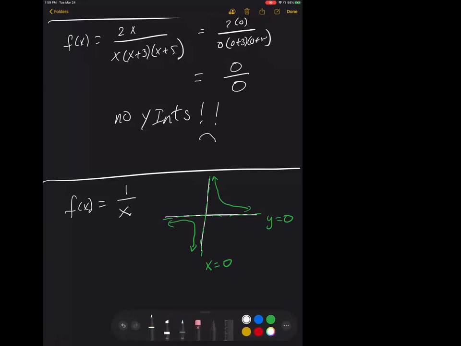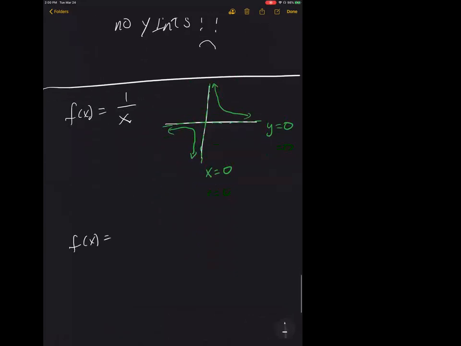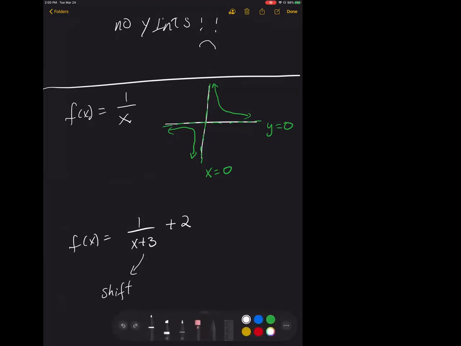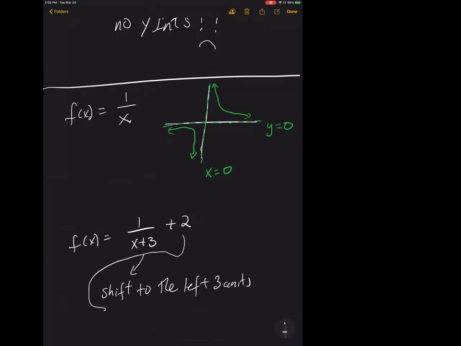If I ask you to draw f of x equals 1 over x plus 3, plus 2, you need to know that the plus 3 right here means a shift to the right. No, it's left, 3 units. While the plus 2 means a shift up 2 units.